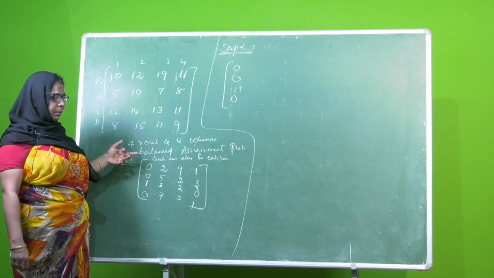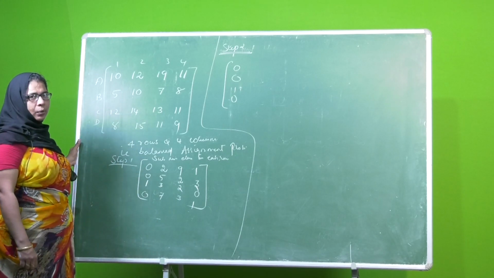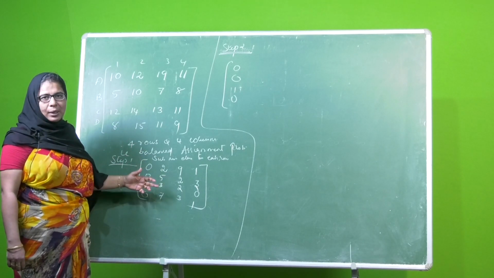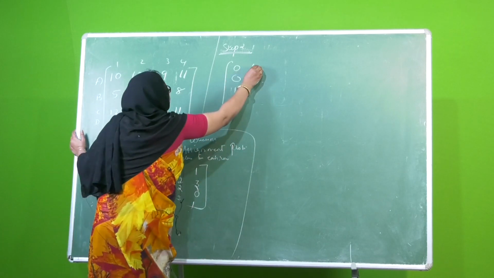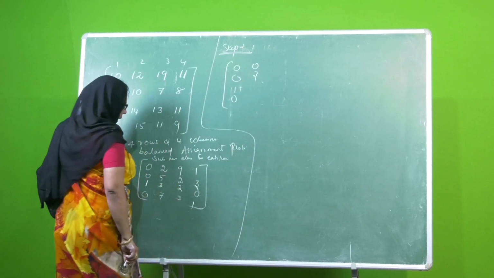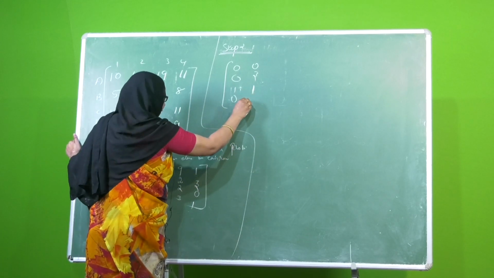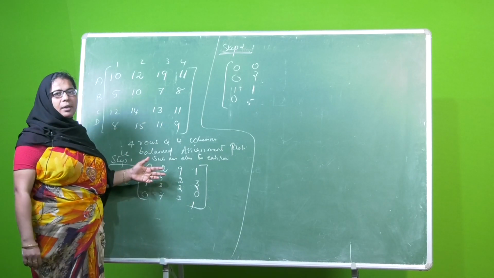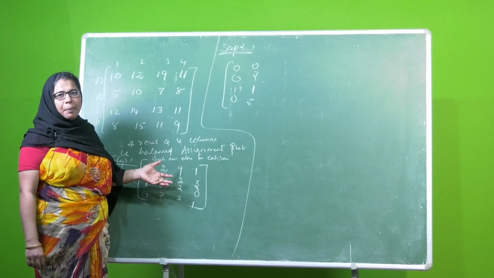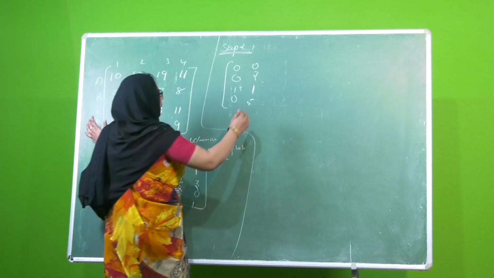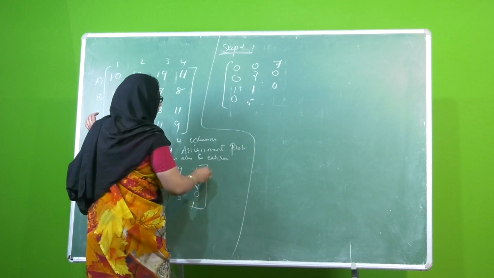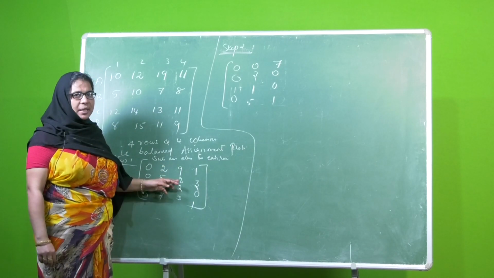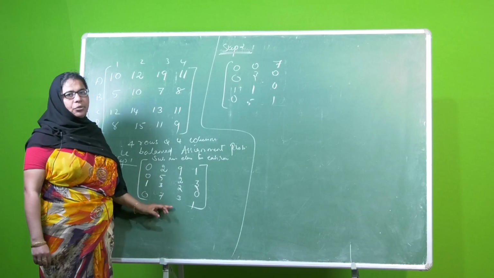In the second column, what is the minimum element? 2 is the minimum element in the second column. So we have to subtract 2 from all the elements. So 0, 3, 1 and 5. Is it correct? Yes. In the third column, what is the minimum element? 2 is the minimum element in the third column. So we have to subtract: 7, 0, 0 and 1, that is 9 minus 2, 2 minus 2, 2 minus 2 and 3 minus 2.